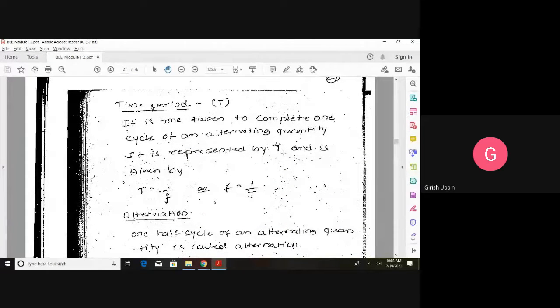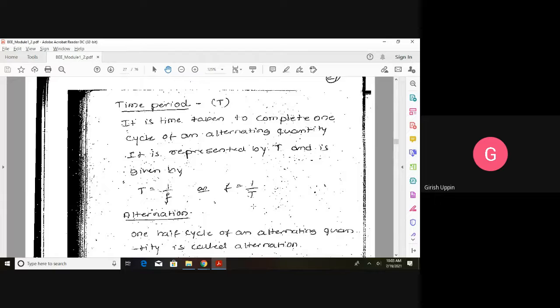And what is the time period? Time period is nothing but the time taken to complete one cycle. You saw when we rotated the conductor, it started from position 1, 2, 3, 4 and back to 1. That is one cycle. The time taken to complete one cycle is called the time period. Time period capital T is equal to 1 by f, that is, f is equal to 1 by T.